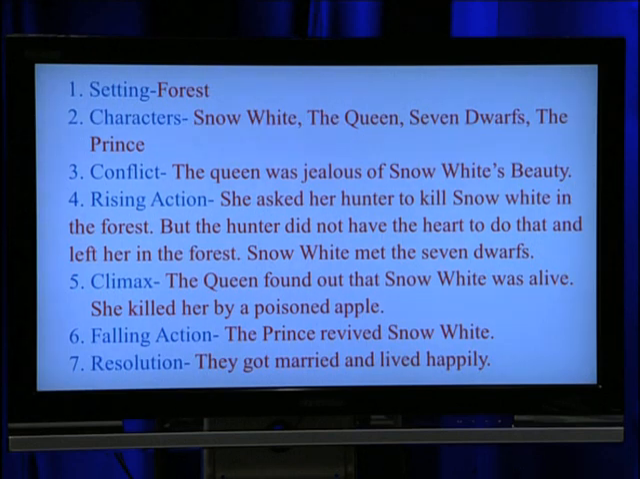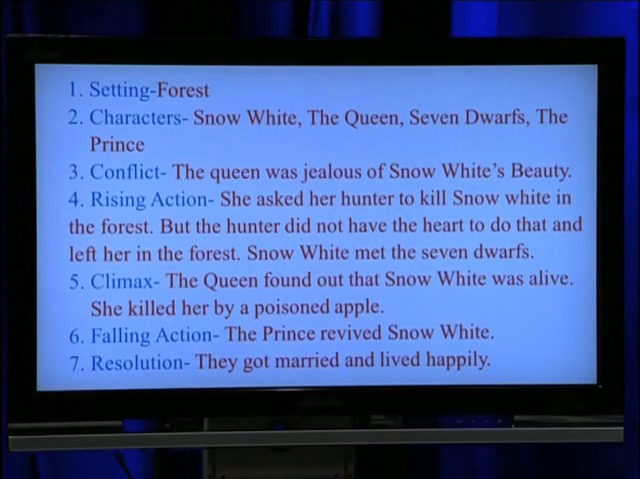Setting, forest. And there is another setting. You must be wondering why I did not include the castle or the palace in this setting. Because that setting is a backdrop setting. It is not important to the story. But because the story is happening in the forest, I have included forest in the setting. Characters: Snow White, the queen, 7 dwarfs, the prince. Conflict: the queen was jealous of Snow White's beauty.